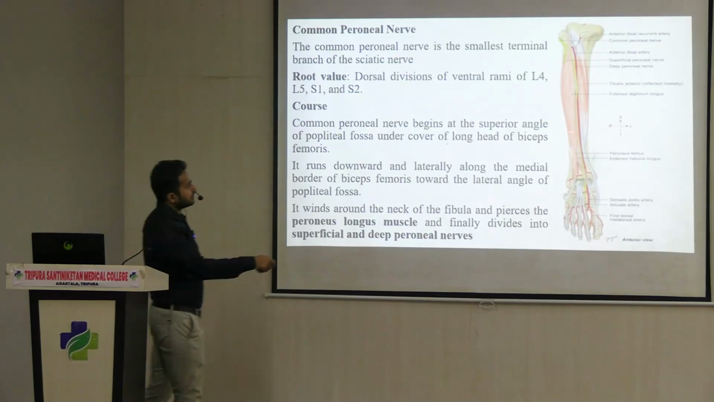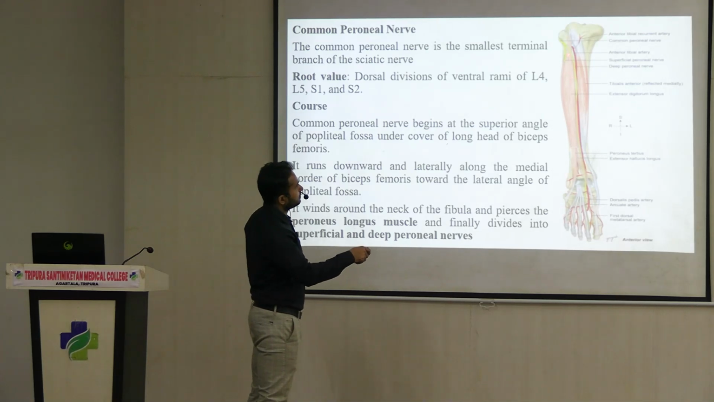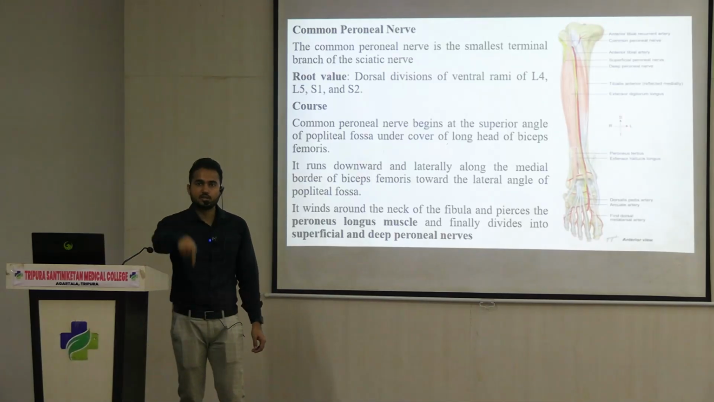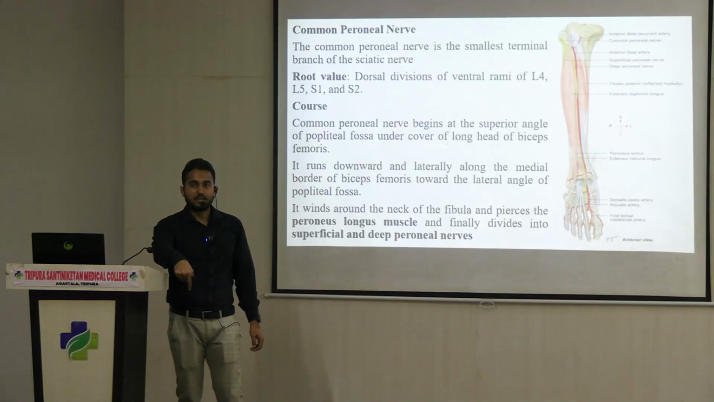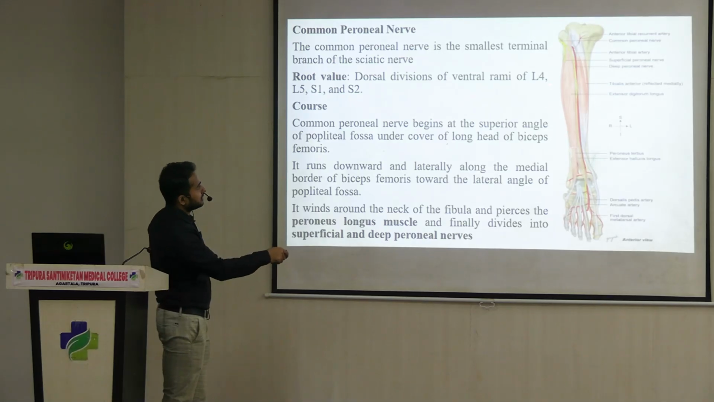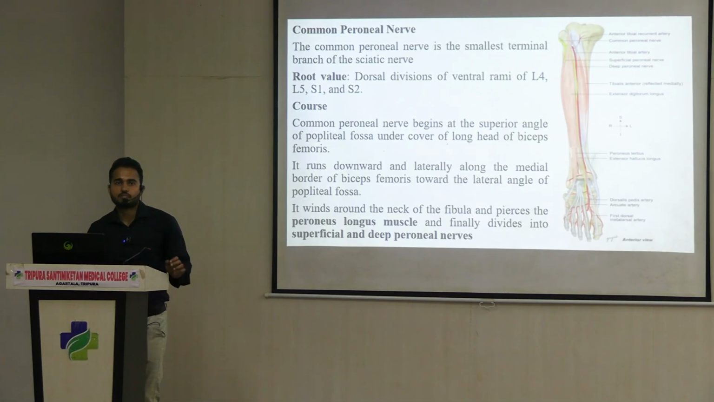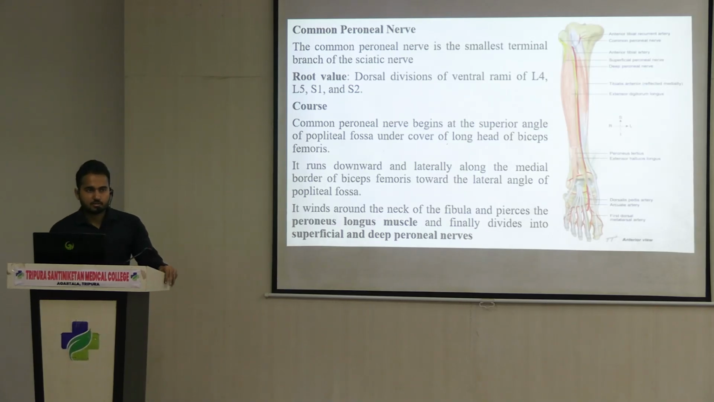Now, this is the superficial peroneal nerve and this is the deep peroneal nerve. This deep peroneal nerve, where will it go? It will go into the anterior compartment of the leg. And the superficial peroneal nerve? Into the lateral compartment of the leg. And after that, the same way we have discussed the tibial nerve, you have to know the course, the termination, and the different branches. That's it.